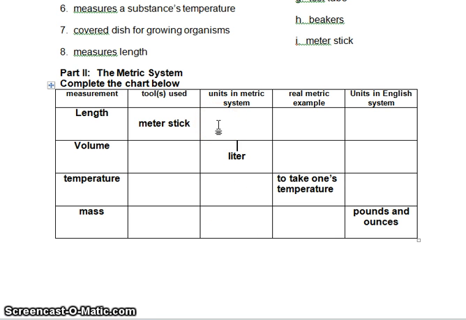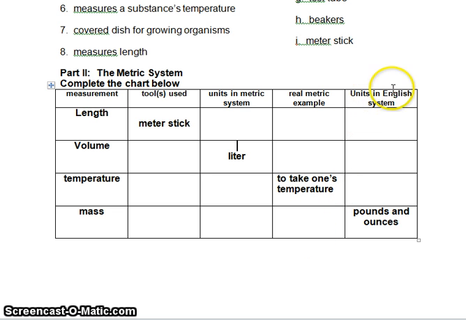There are multiple ways that we might describe length, temperature, and mass. You just need to write down one word that we use in the metric system that would describe how long something is. The next column right here is real metric example. What that means is, when do we actually use a metric example for length? For instance, one unit of measurement for length in the metric system is a meter. So what kinds of stuff do we measure in meters? We don't talk about your height in meters. What else do we talk about in meters? You'll do the same thing for volume and mass.